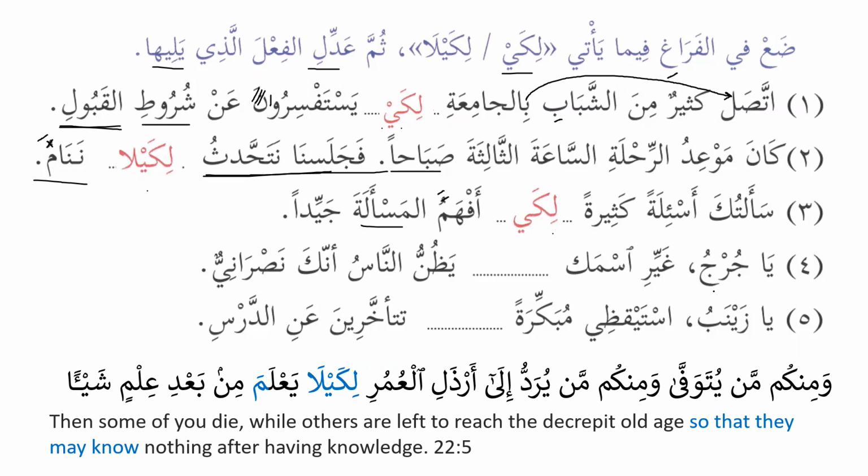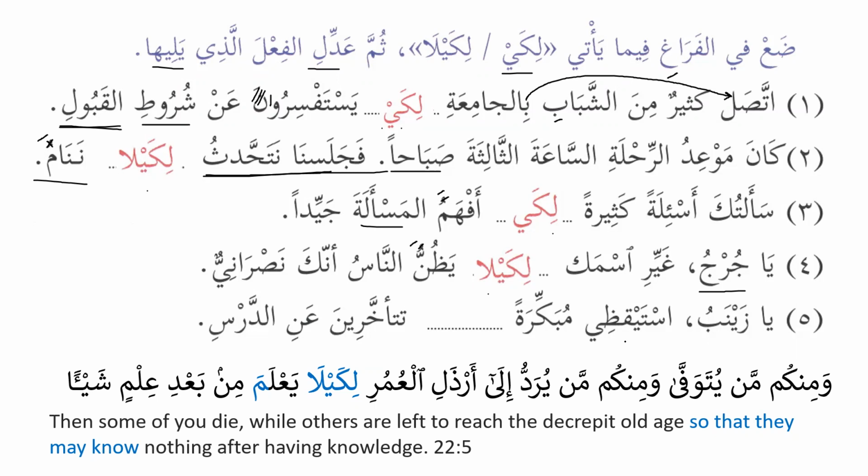Yeah, Giorgio. Giorgio is George. غير اسمك. Change your name. يظن الناس أنك نصراني. Because the people assume that you are a Christian. لكي لا يظن. يظن. Excellent. يظن الناس أنك نصراني. So that the people don't assume that you are a Christian.